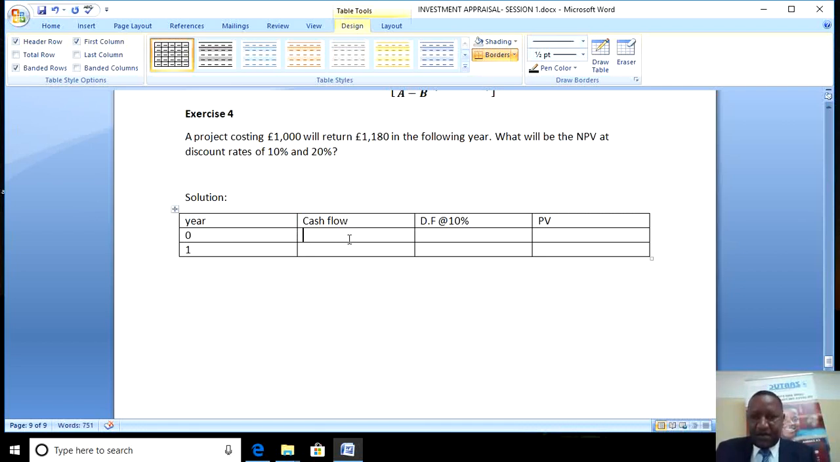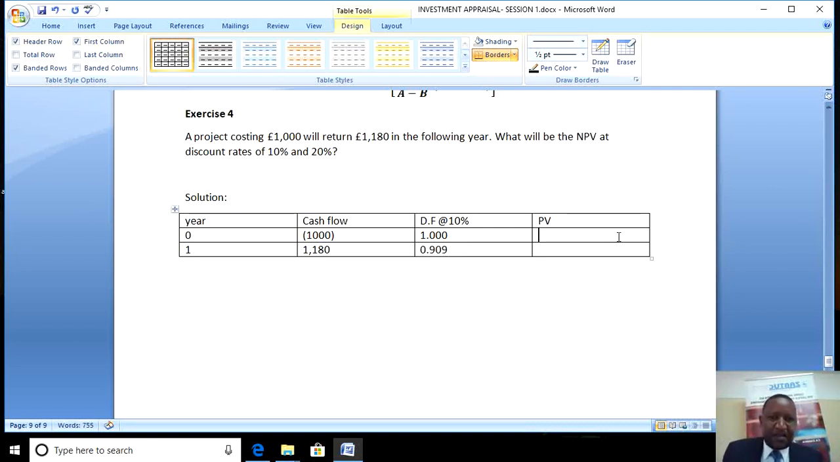So in year 0, we have a cost of 1,000. That's a cash outflow, $1,000. Put it in brackets. And in year 1, the return is going to be 1,180. That's the cash inflow. So the DF in year 0 is always 1.00. Then the DF at 10% for year 1 is going to be 0.909.